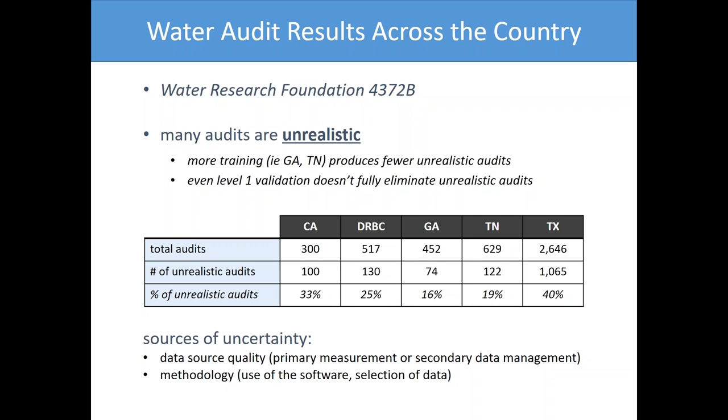For example, we filtered out negative losses, suggesting the utility was selling more than it was producing. We filtered out extraordinary cases of losses of impeccably tight systems or incredibly leaky systems. And in that process, we isolated that a fair number of utilities were going through this process and finding some unrealistic results.